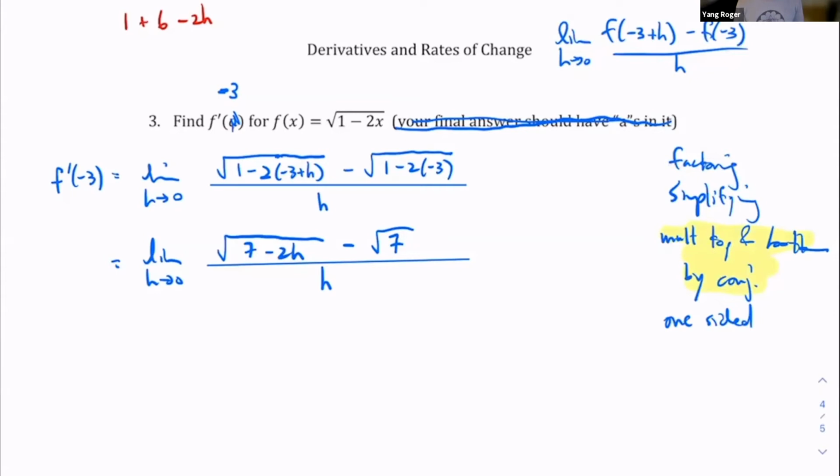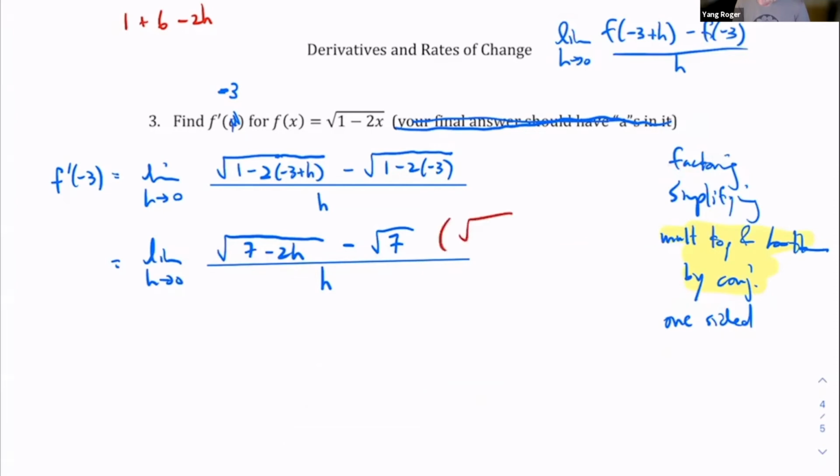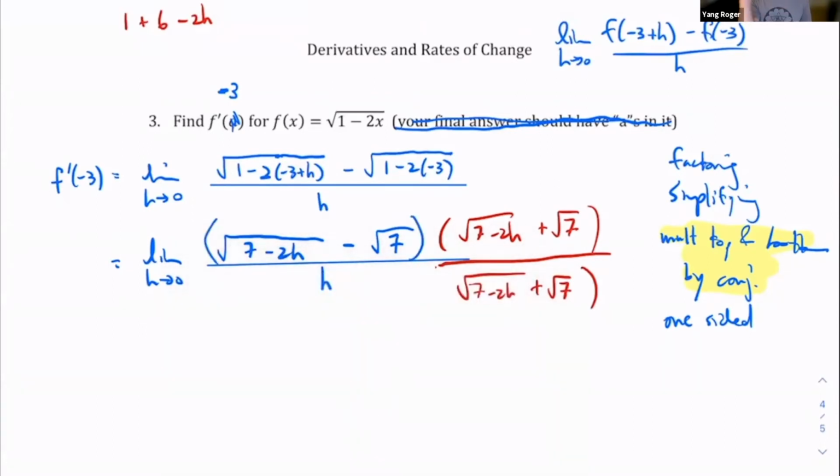Conjugate is right, Ken. That's right, Aaron. The reason I say that is because I see these square roots here. The square root plus or minus anything is usually a clue I want to multiply top and bottom by the conjugate. So let's do that. You have the square root of 7 minus 2H plus the square root of 7. But whatever you do to the top, you have to do to the bottom: the square root of 7 minus 2H plus rad 7. And I would make sure I put parentheses around the numerator of the original, just so you remember to distribute everything correctly.